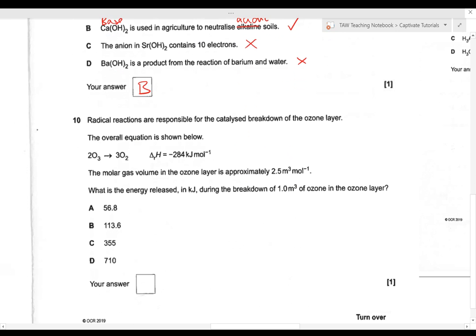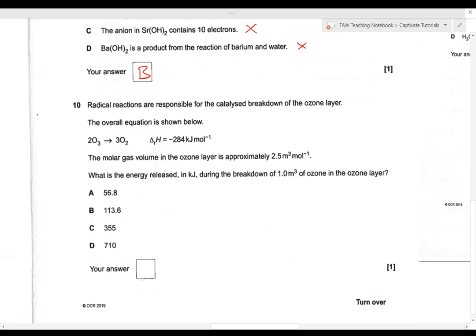On to 10. We're looking here at sort of a mixture of an enthalpy question and also using a bit of intuition to work out the moles of gas. A little bit tricky here because we've got a molar gas volume that is different to what we're used to, but we can still use it. So we want to work out, if we have 1 meter cubed of ozone, how many moles is that?